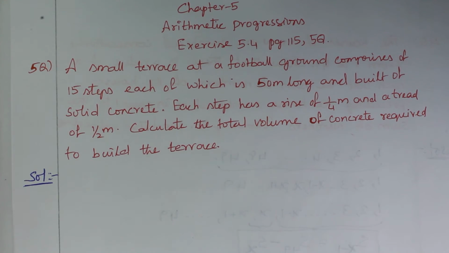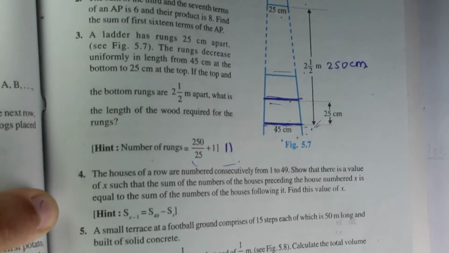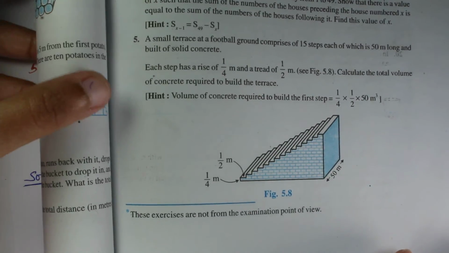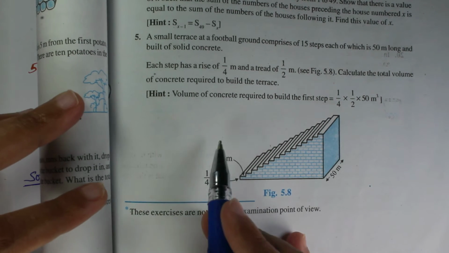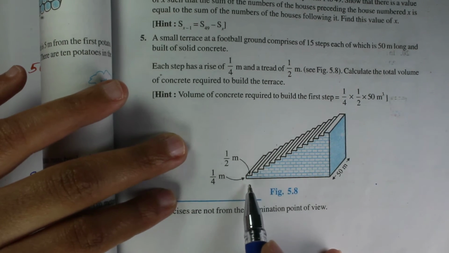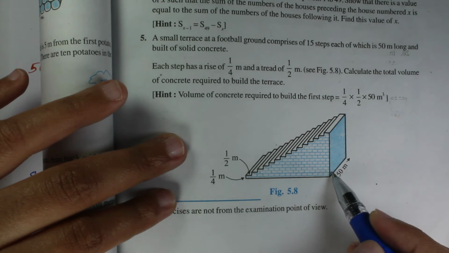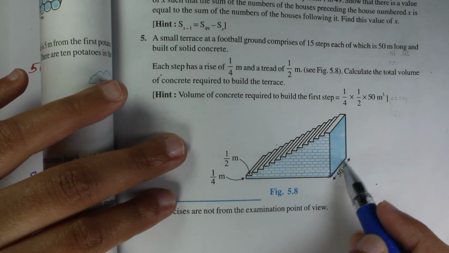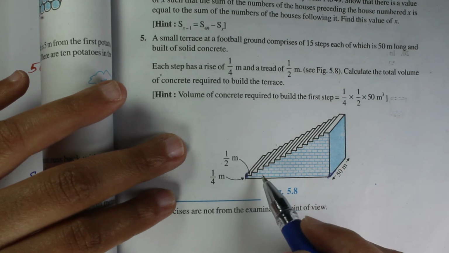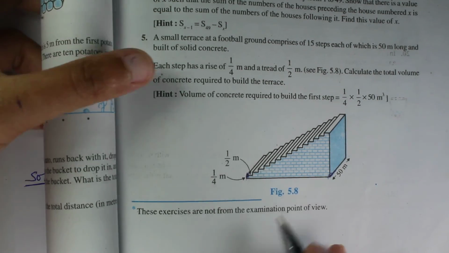So here in the diagram you can see the picture. This length is 50 meters, the height is 1/4 meter and the breadth is 1/2 meter. So it is like a cuboid, right? Each step is like a cuboid.